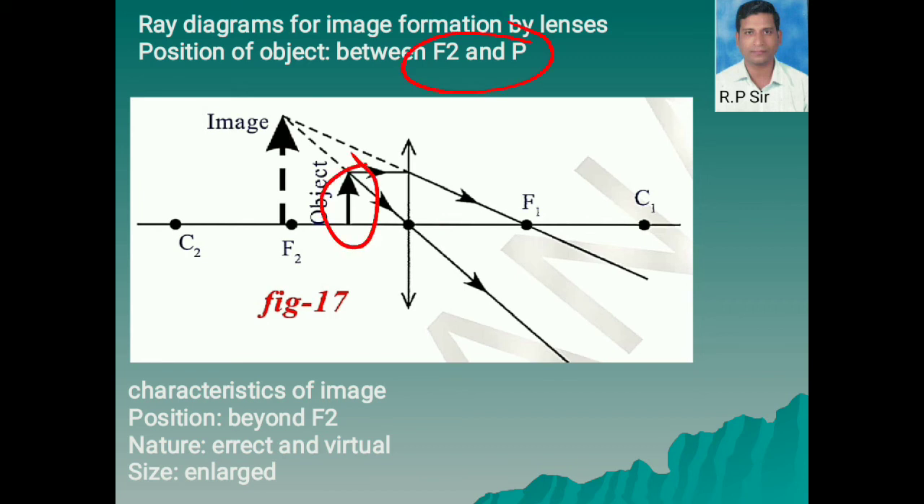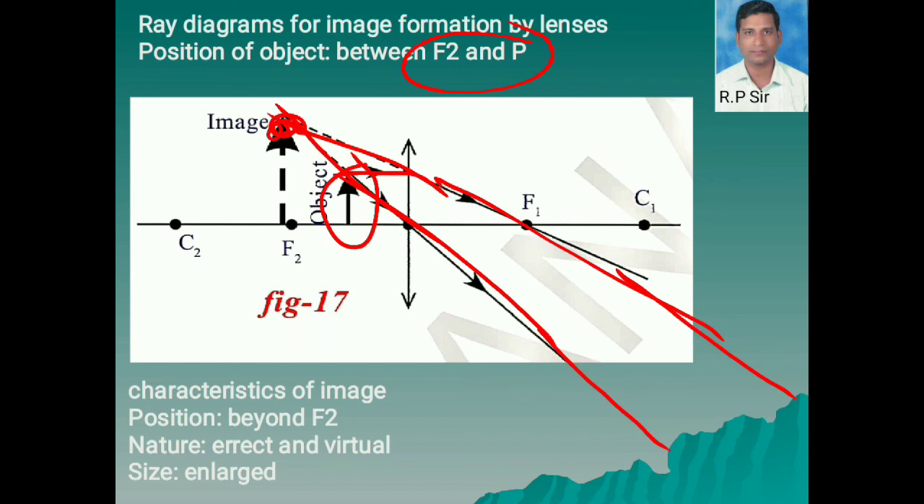And last case, position of object between F2 and P. So here we located the object and let us take the first ray, a parallel ray after refraction passing through the focal point, and a ray which is passing through the optic center is undeviated. When you extend these lines in the forward direction, they will never meet anywhere in the forward direction. So we make a small change, that we will extend these lines backwards. So these are the extended refracted rays. These extended refracted rays intersect here and form the image. So the image position is beyond F2 and it is an erect and virtual image and it is an enlarged image.